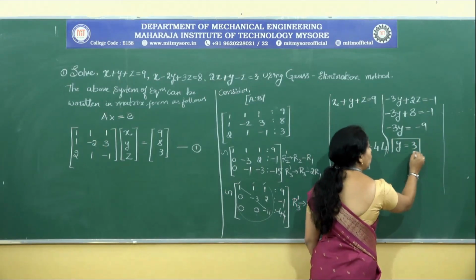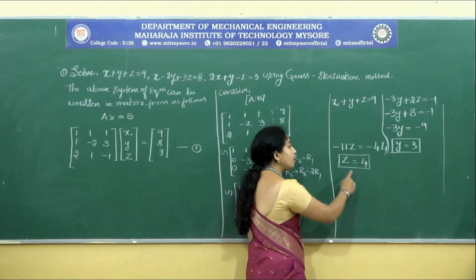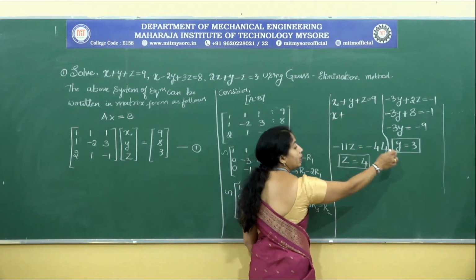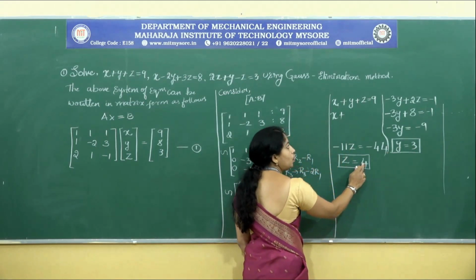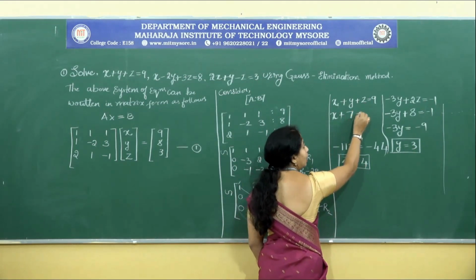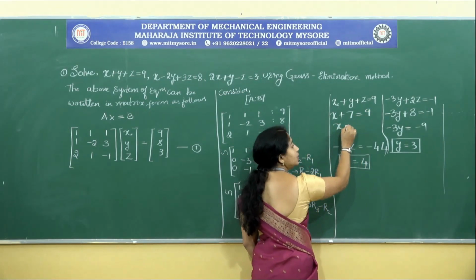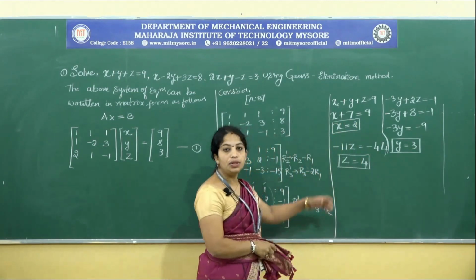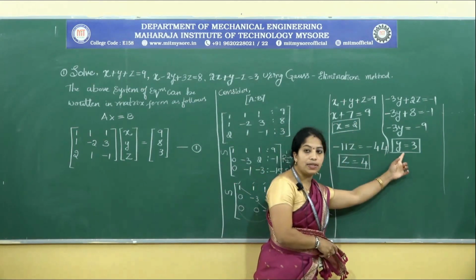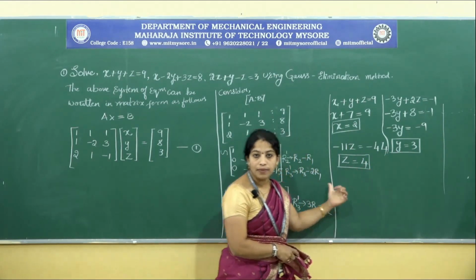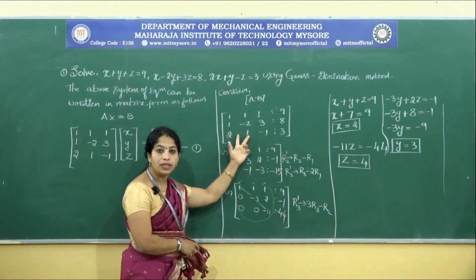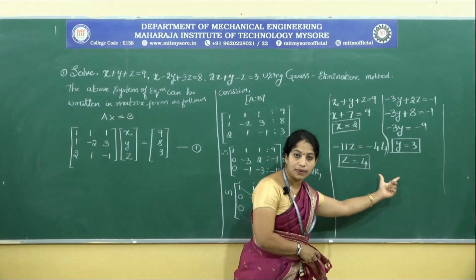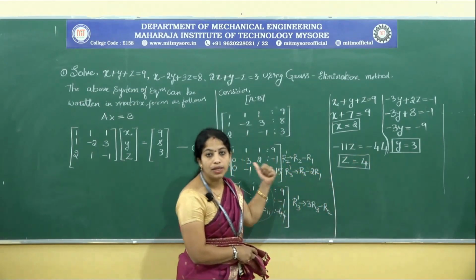Now we got the values of y and z. Substitute the values of y and z in the first equation, you will get x plus the value of y is 3 plus z is 4, 3 plus 4 is 7 equals 9. Therefore, the value of x is 9 minus 7 is equal to 2. Therefore, the solution is x equals 2, y equals 3 and z equals 4. What we have done is, we have reduced the coefficient matrix into an upper triangular matrix, then we get the values of x, y, z. This is by using Gauss elimination method.